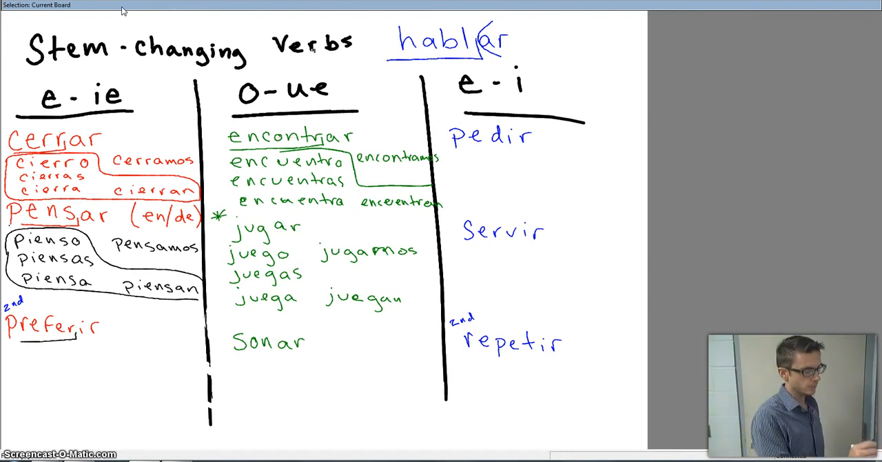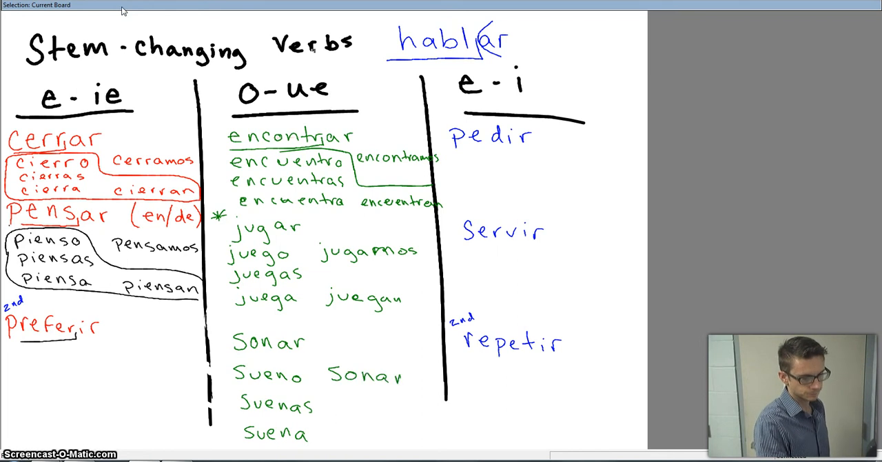Sonar, what do you think it's going to be? It's going to be sueno. It's going to be suenas. I'm sorry, suena. Sonamos and suenan.